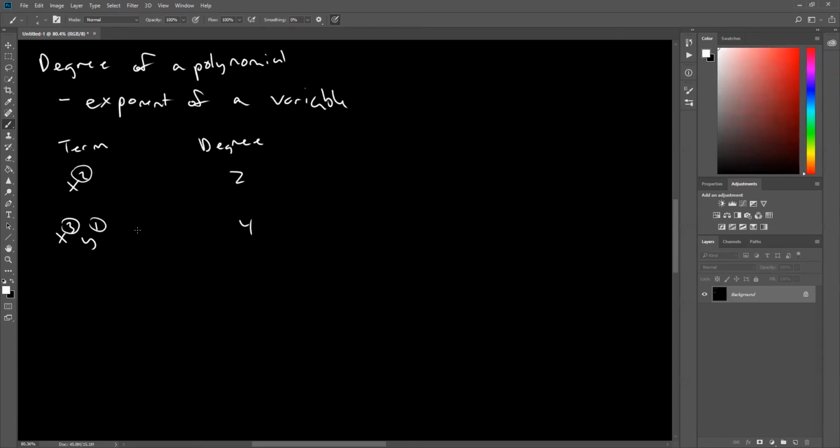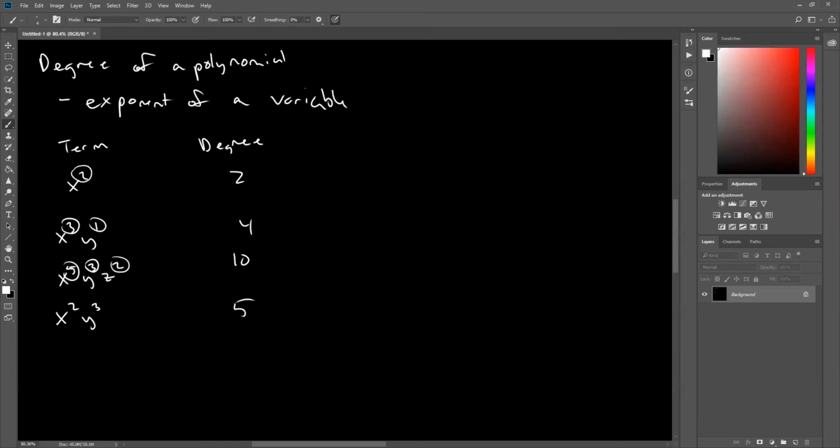Let's say we had another one. Same thing. These are all exponents. We add them all up. Here, I'll give you an example. What would the degree of x squared y to the 3rd be? 5. Exactly. Perfect. You got it.